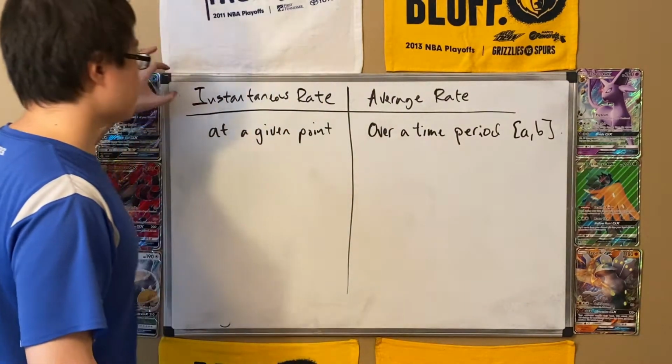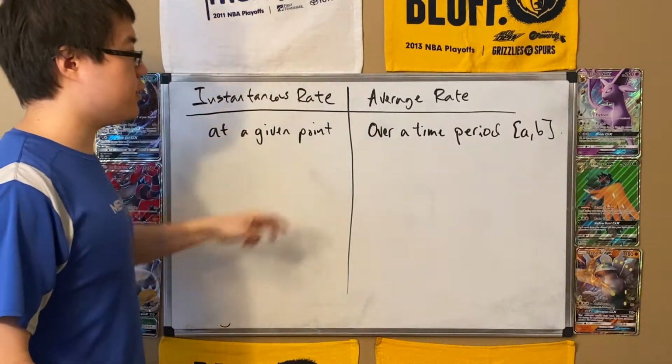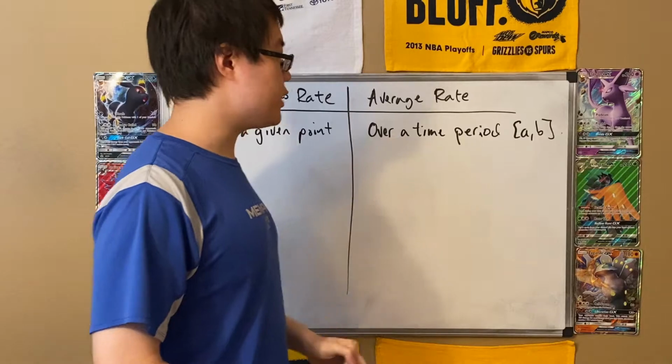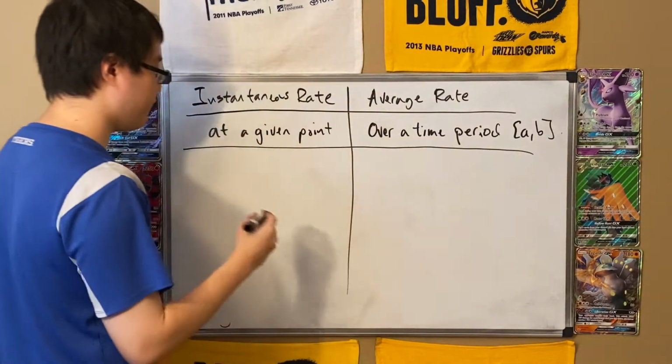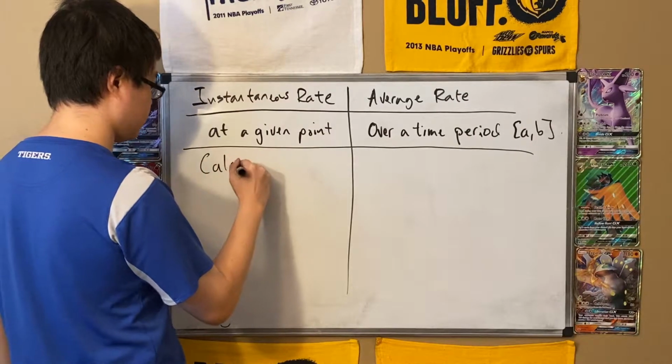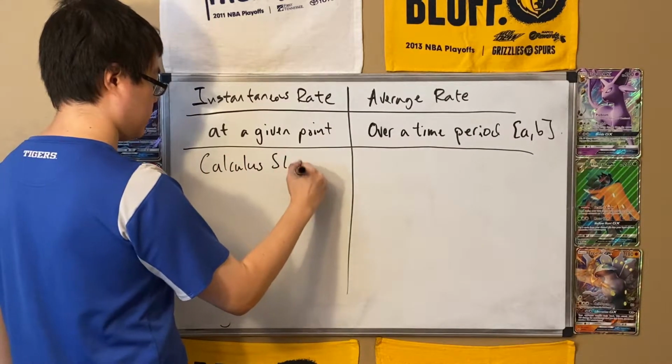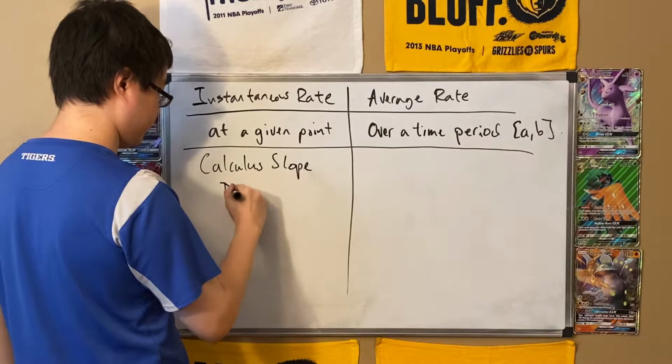But again, the main thing is instantaneous rate is at a given point. Average rate is going to be over a time period, which means that instantaneous rate, as we talked about before, that's going to be the calculus slope. The calculus slope meaning the derivative.